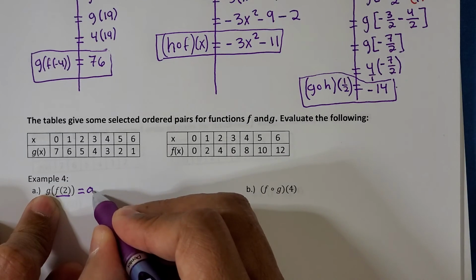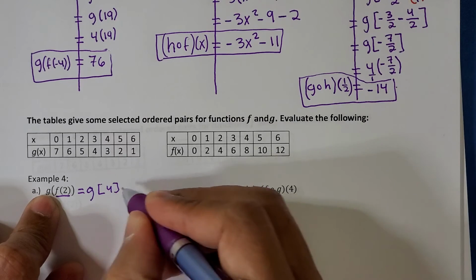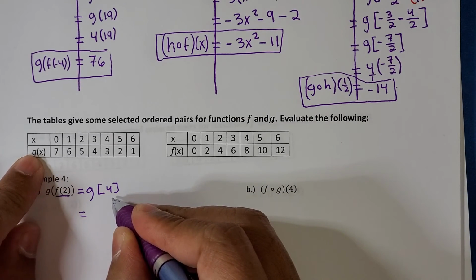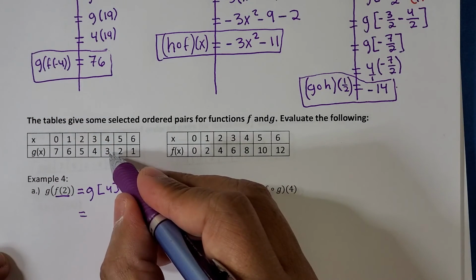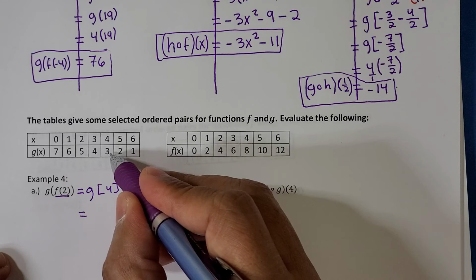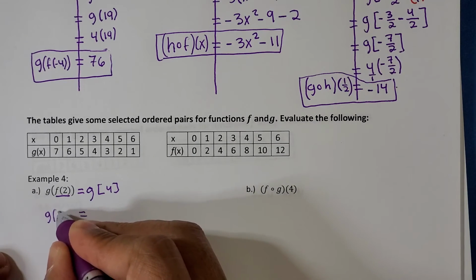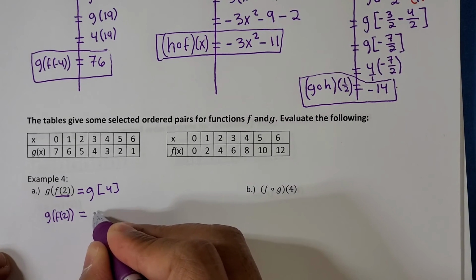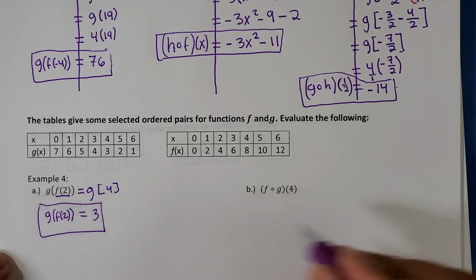So then this is going to be g of 4. Now I'm looking at the function g, and I'm looking for where x is 4, and the answer to this one is that g of x is 3. So the answer for this one is that g of f of 2 is equal to 3. And that's the answer for that problem.